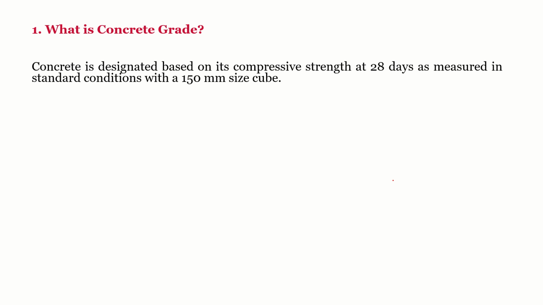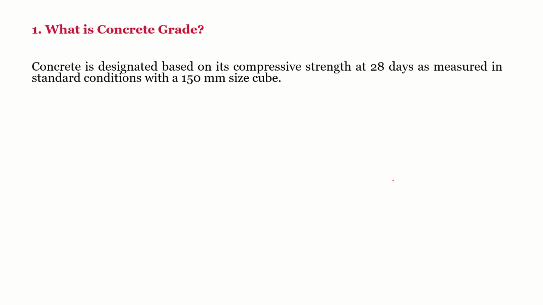So the first question is, what is concrete grade? That's the basic question anybody asks. Basically, we hear the words like M20, M30, M40. These are all the grades of the concrete. What is basically a concrete grade is the strength of the concrete, which is specifically the compressive strength of the concrete, which is measured after 28 days on a 150 size cube.